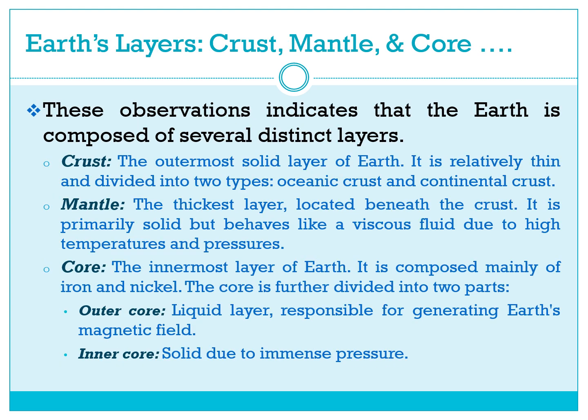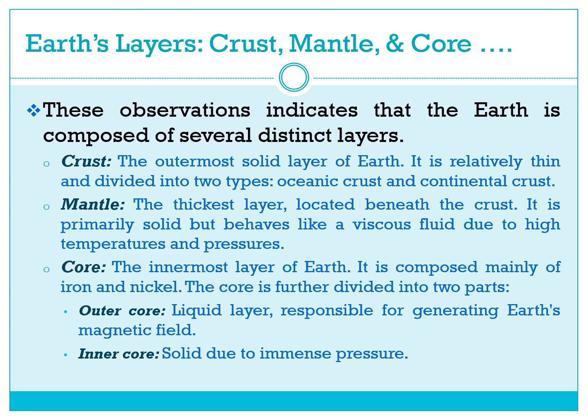Earth's layers: crust, mantle, and the core. These observations indicate that the Earth is composed of several distinct layers. Crust, the outermost layer of Earth, is relatively thin and divided into two types: oceanic crust and continental crust.